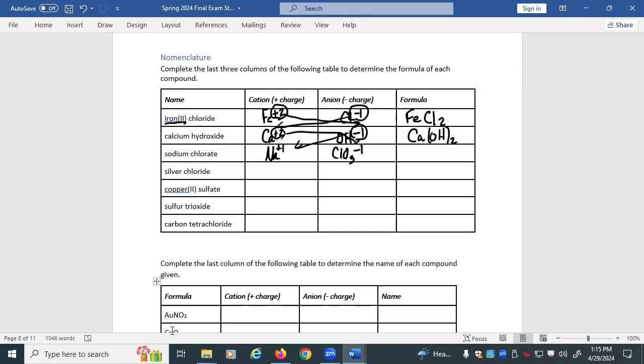So, carbonate, CO3. Chlorate, ClO3. Bromate, BrO3. Nitrate, NO3. 3 is more the rule than the exception.